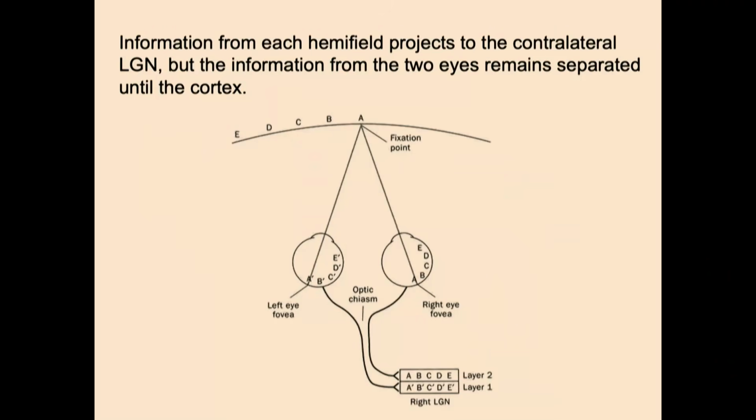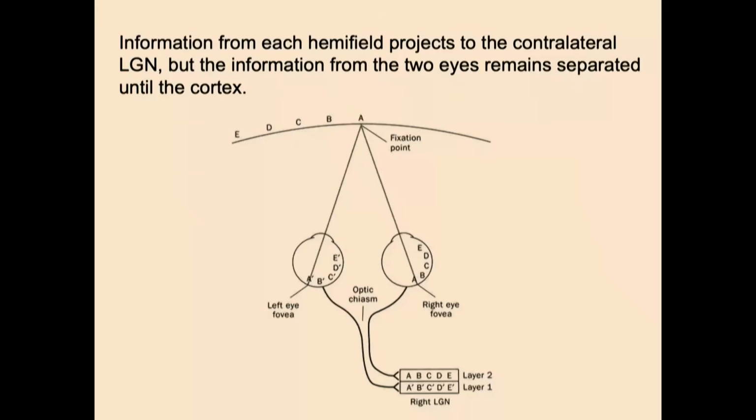Okay. So information from each hemifield projects to the contralateral LGN, but the information from the two eyes stays separated until you get to the cortex. There are different layers of the LGN that correspond to the left eye and to the right eye. And there's an example of that shown here.